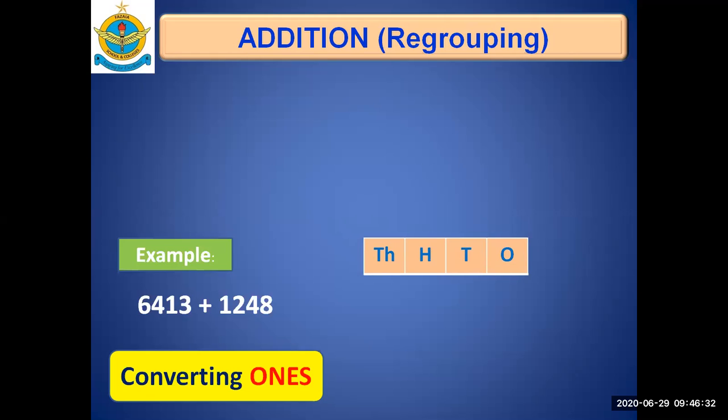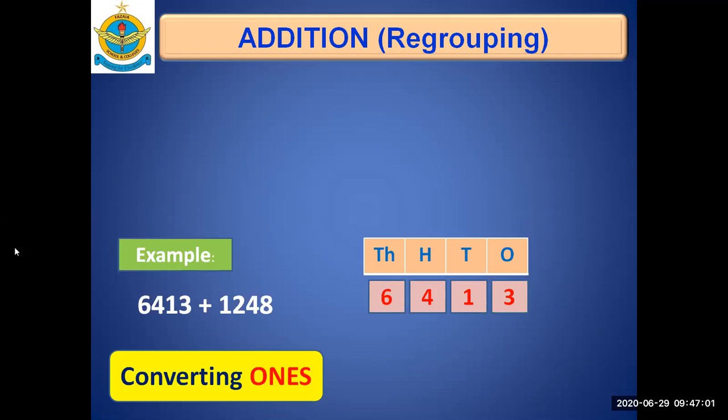Okay, next step. Write the numbers. The number before the plus symbol, the addition symbol, is written at the top. But we always start writing from the ones. This 3 at ones place will be written at ones place. This 1 at tens place will go in the tens column. 4 at hundreds place will go in the hundreds column. And 6 at thousands place will go in the thousands column. Now the second number, 1248, will be written under it.